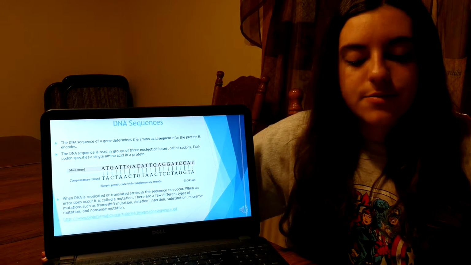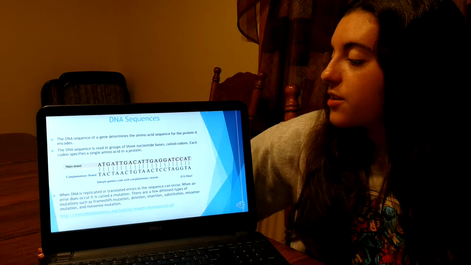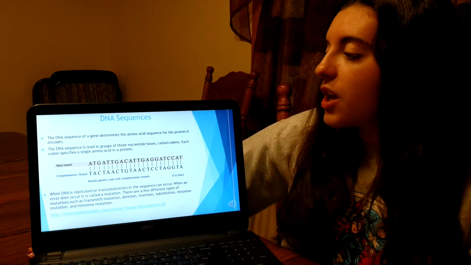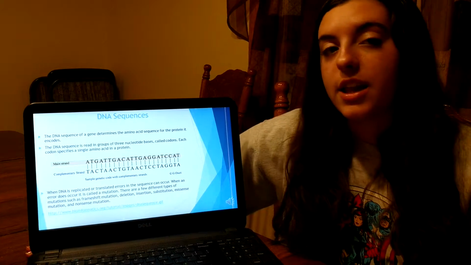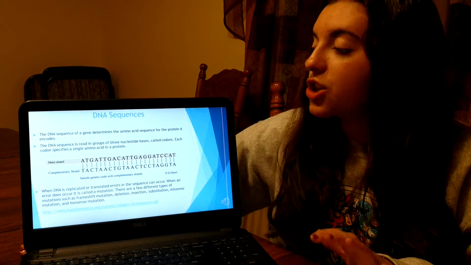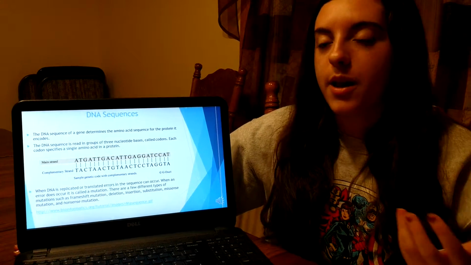DNA sequences. The DNA sequence of a gene determines the amino acid sequence that the protein encodes. So your DNA sequence is read in groups of 3, and the 3 is called a codon. Each codon specifies a specific protein that your body will make.